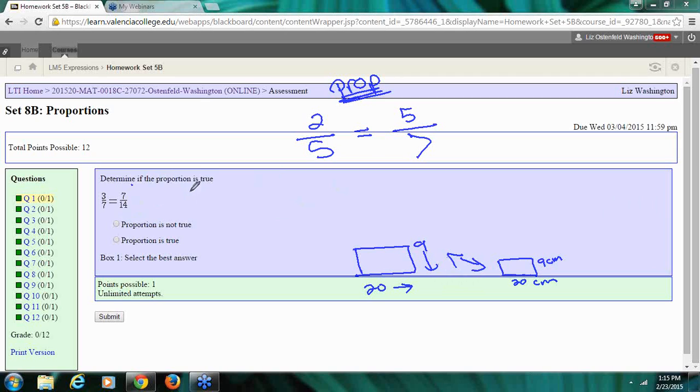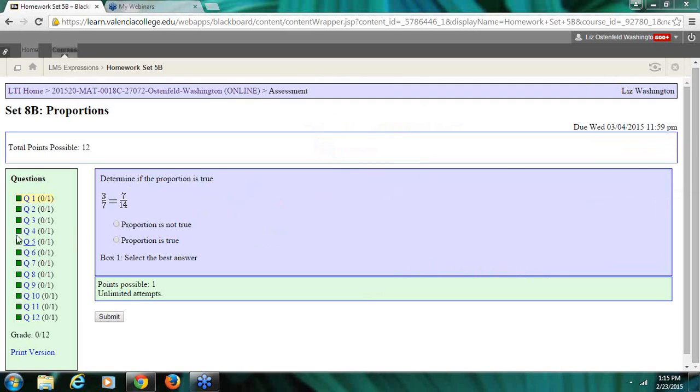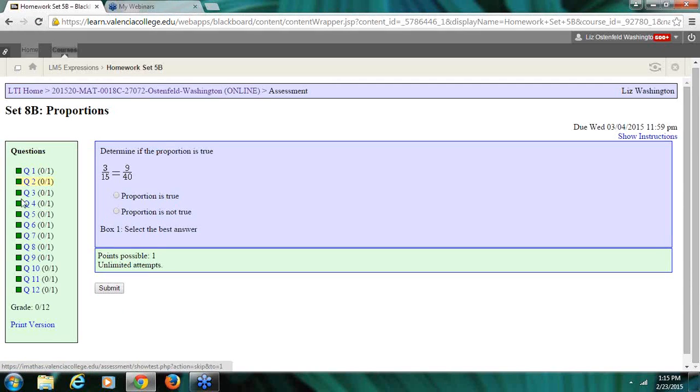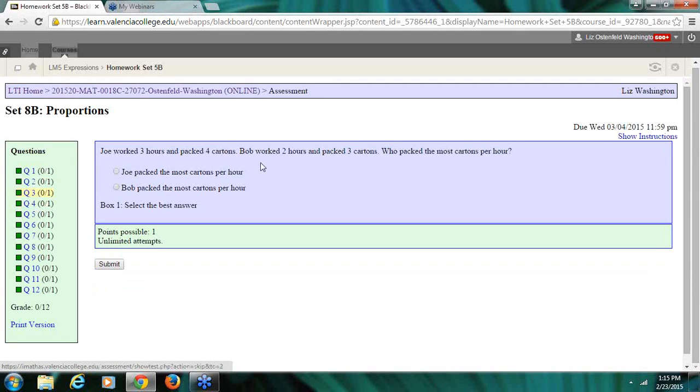So determine if this proportion is true. One of the ways that you can determine whether proportions are true is to simply cross multiply. So 3 times 14 and 7 times 7. If those two things are equal, then my proportion is true. 3 times 14 is 42, and 7 times 7 is 49. So no, my proportion is not true. So in order to solve proportions, check if they're true, you cross multiply. Okay? See what else they have here. Same thing, you're going to cross multiply. Okay.